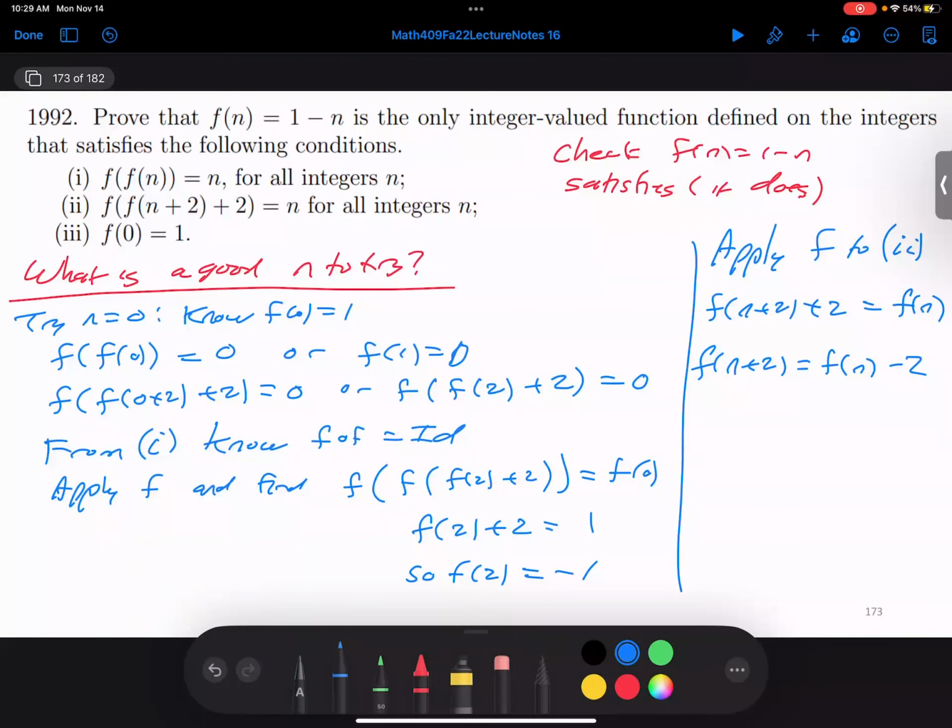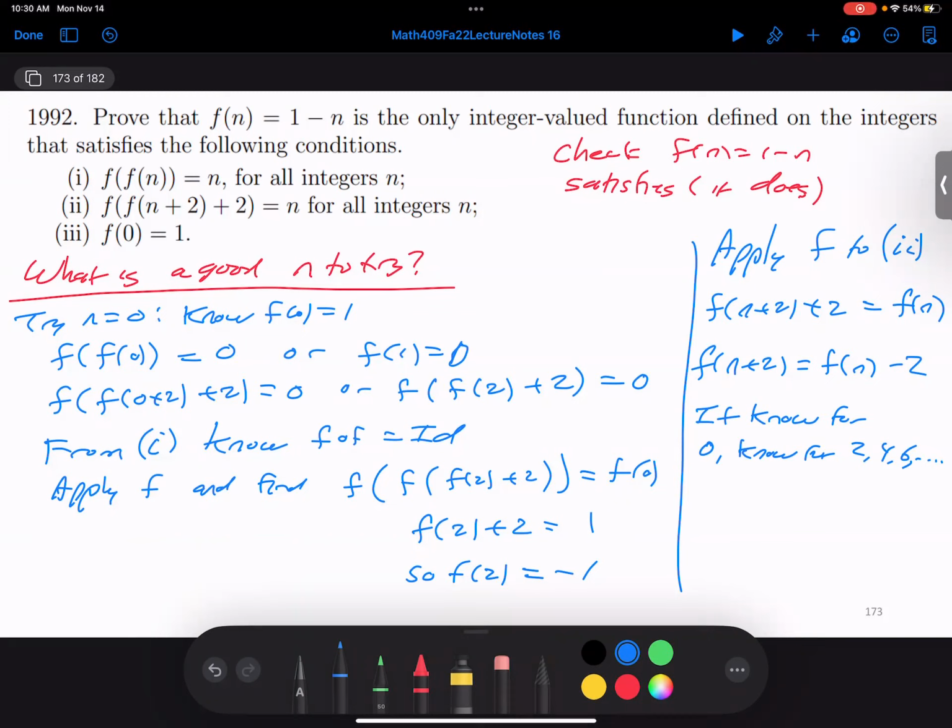So we can induct on the evens and the odds. If you know it for n, you know it for n plus 2. No, we have to do this for all the values. Okay, so if we know it for 0, we know it for 2, 4, 6, and so on. What about going in the opposite direction?